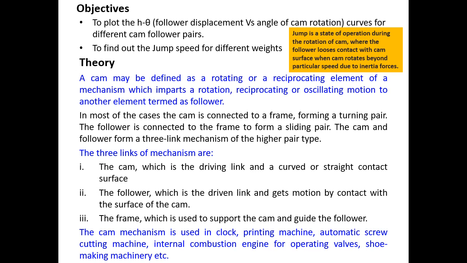Now in most of the cases the cam is connected to a frame forming a turning pair. The follower is connected to a frame to form a sliding pair in general. The cam and follower sometimes form three link mechanism of the higher pair type. Higher pair, that means where in a kinematic pair you will find there will be point contact or line contact. There will not be any kind of surface contact.